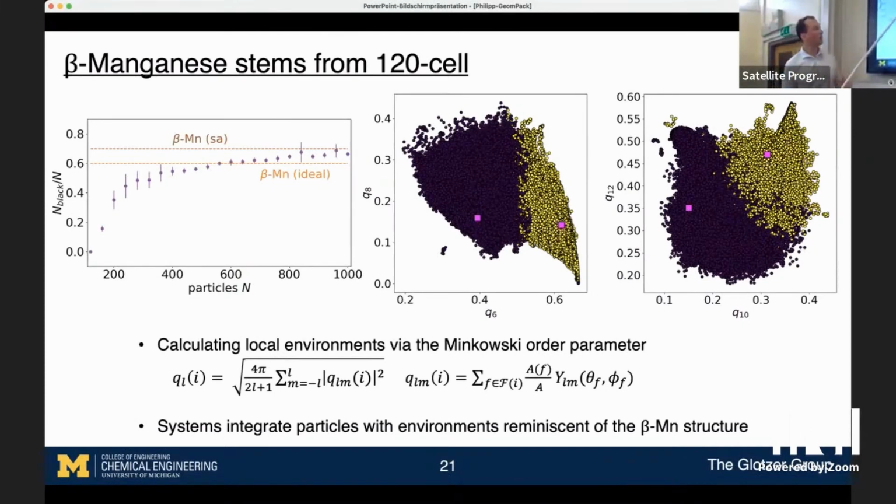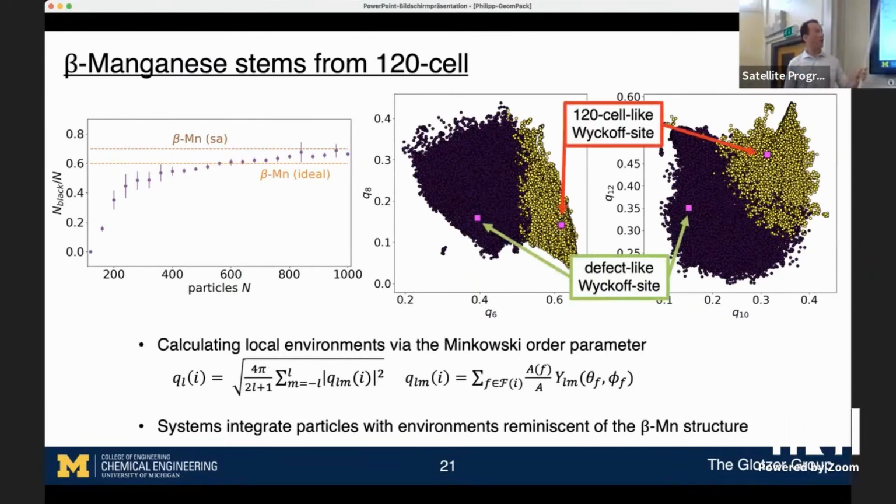And to quantify this a little better, during the increase of particles I compared, for a given local environment like here, whether it is closer to 8c or to 12d. Based on this, you can see that it slowly integrates more and more of these defects until you get the ratio that you would expect from the beta manganese structure. Which means that one is the 120 cell-like Wyckoff site, and the other one is the defect Wyckoff site, basically.